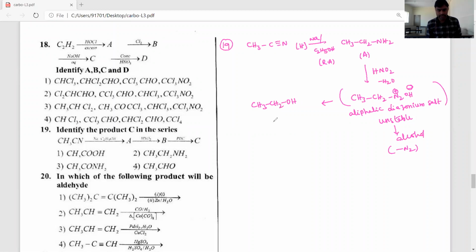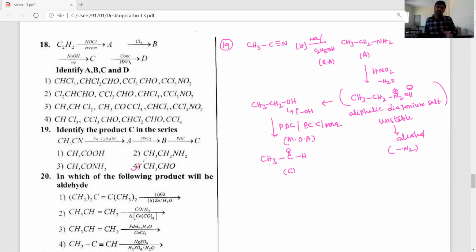Now this is treated with PCC or PDC. PCC or PDC or MnO2, manganese dioxide, are mild oxidizing agents. They oxidize primary alcohol into aldehyde. So the product is CH3-CHO, acetaldehyde. So the final product is acetaldehyde. So the answer is the fourth option.